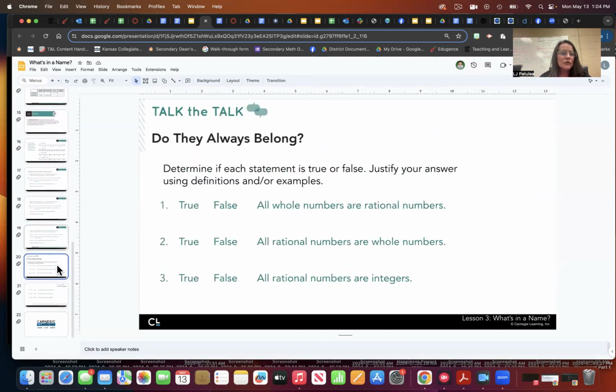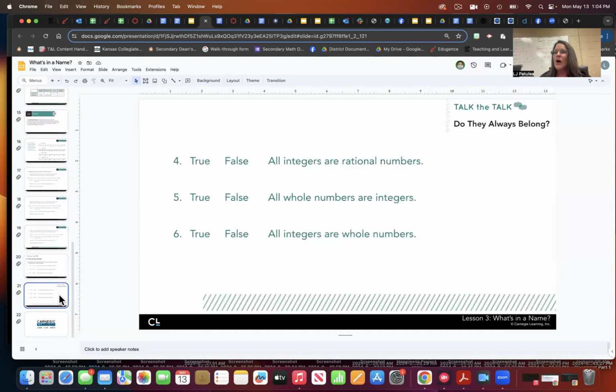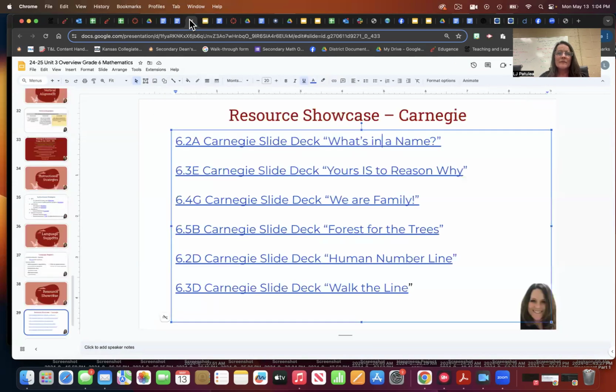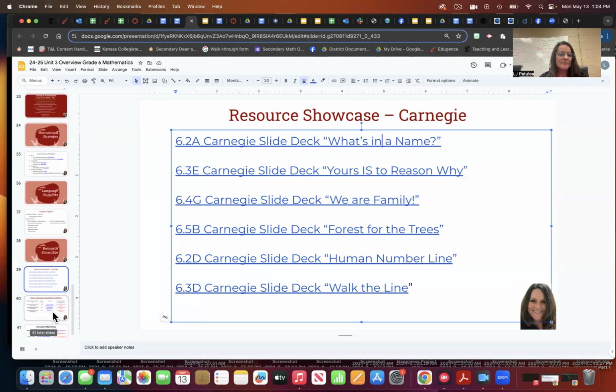And we go down to our exit ticket. So all of your lesson is incorporated in this slide deck, from the warm-up to an activity, to a slow release practice, to an exit ticket. So that's what we have for all of these Carnegie slide decks.